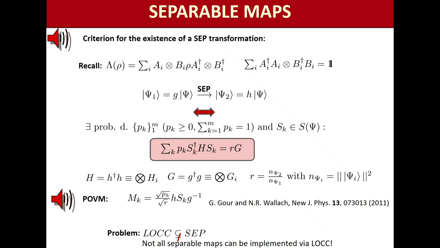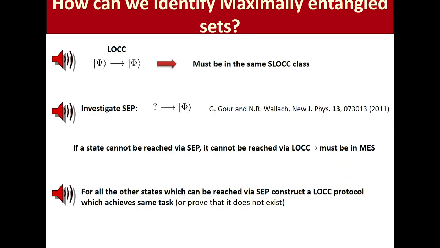The problem, of course, is that LOCC is not equal to SEP. So we have to study LOCC, not SEP. How can we then do that? Well, the idea is simple. If we want to know which states can be reached, for which states phi does there exist a state psi that can go there with LOCC, then you start by investigating those states phi for which there does not even exist a state psi that can be transformed to phi via a separable operation. If there does not even exist a separable operation, of course, there also doesn't exist an LOCC operation.